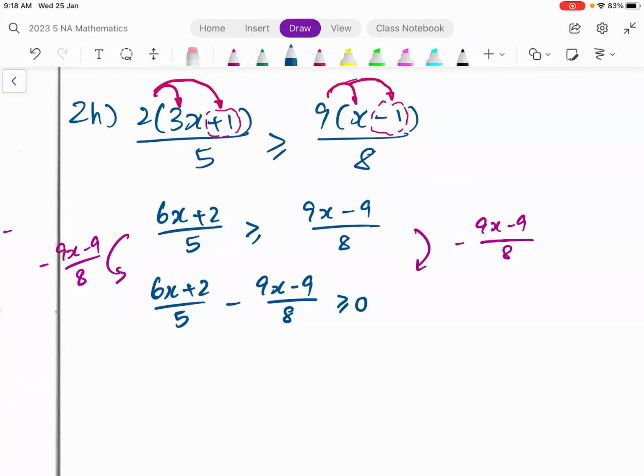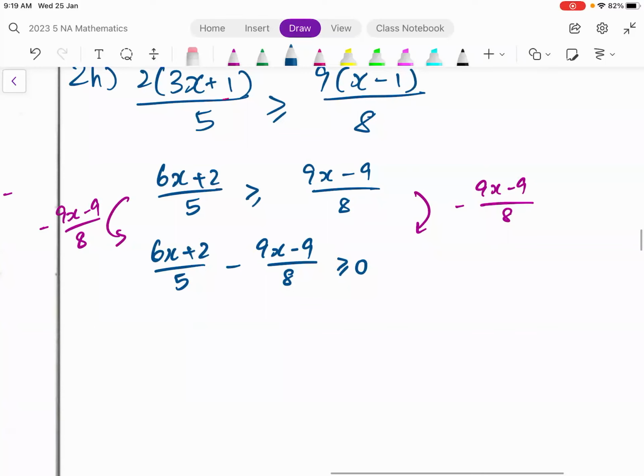The other approach, if you want to try, is to, after you expand the numerator, split the fraction on the left-hand side. So it becomes 6x over 5 plus 2 over 5. And then the fraction on the right side, you split it also, 9x over 8 minus 9 over 8. And then you group the x terms together. You can do that also. But let me just continue with this.